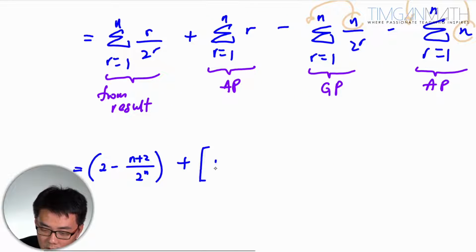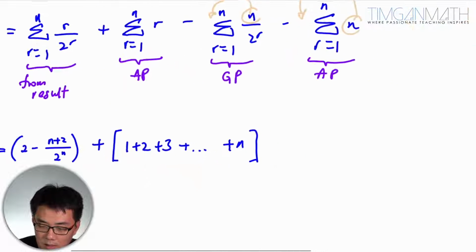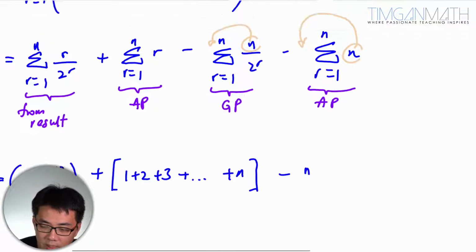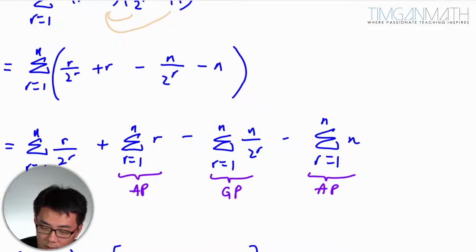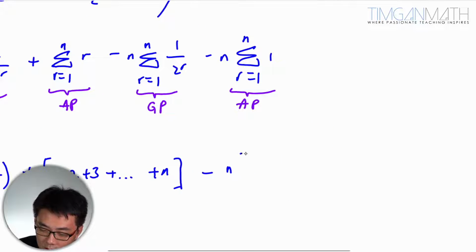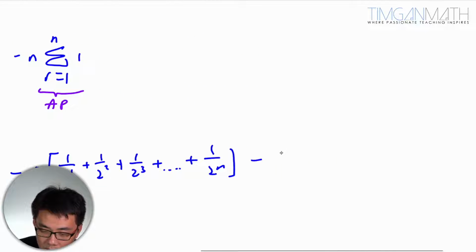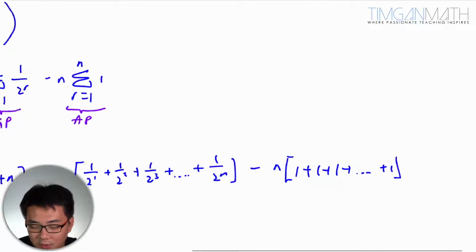If you're not too sure, just write 1 plus 2 plus 3. When r is 1, it's just 1, 2, 3, all the way to n. For the subsequent one, you can just bring the n out. I bring out the n here, this will be 1. Bring out the n here, this will be 1 as well. So this is just n times (2^1 plus 2^2 plus 2^3 plus all the way to 2^n). The last one will just be n times (1 plus 1 plus 1 until n).